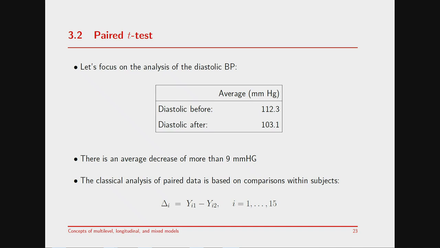So you calculate the difference here, the observation at the beginning, before the treatment, minus the observation after the treatment. That's the change within each subject. And then you have 15 changes, and what you test is whether the average of these changes is 0. But the test you then use is a one-sample t-test applied to these changes.